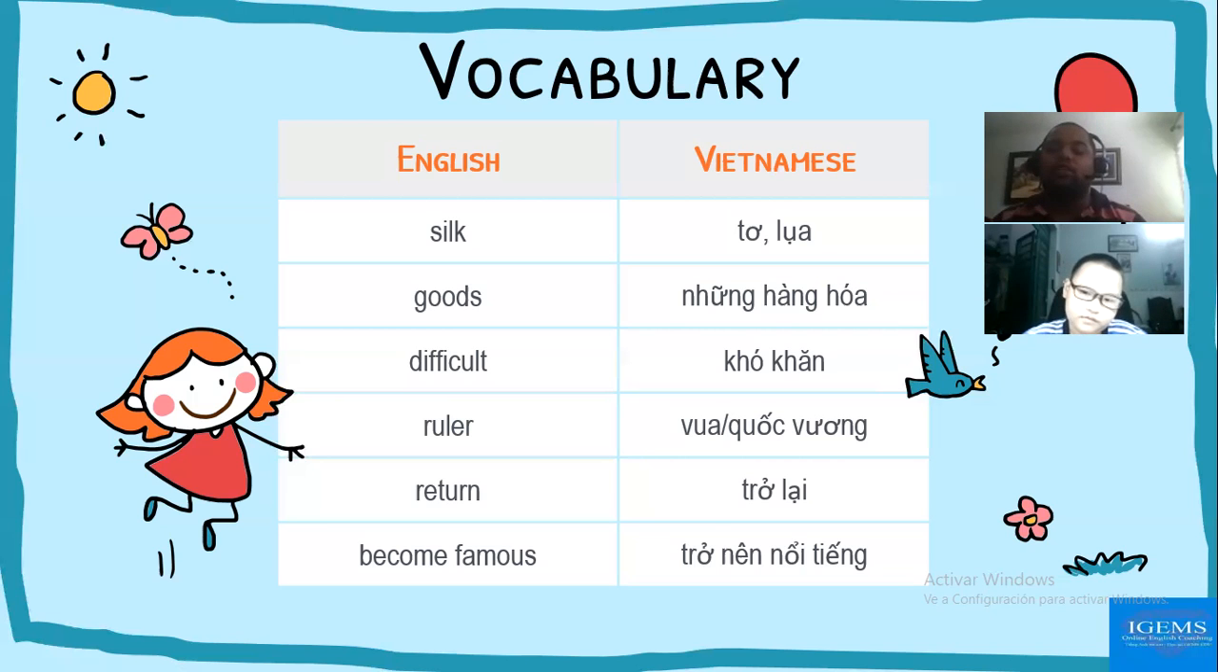What is the next one? Difficult, that's right. The next one, ruler. The next one, return. And the next one, become famous. Become famous.